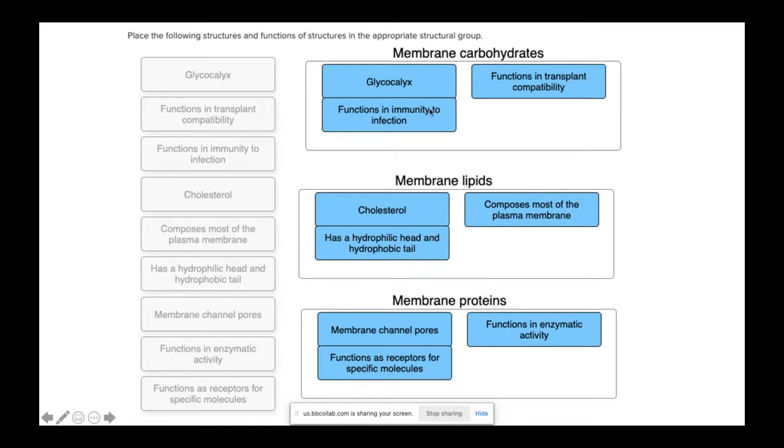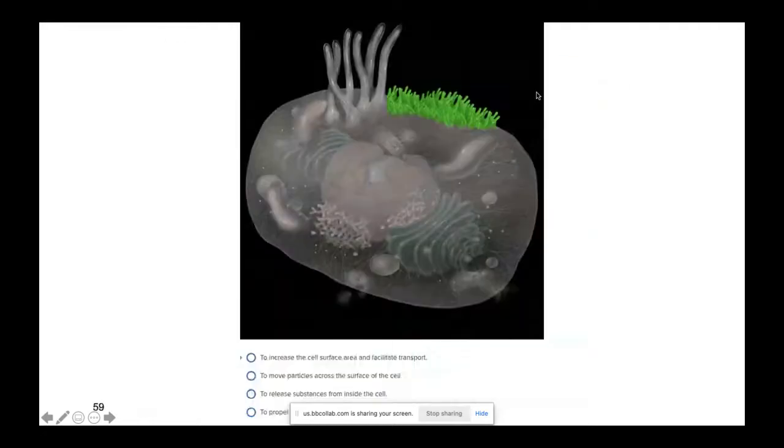Then you have the carbohydrates. The carbohydrates are involved in immunity to infection. It's involved with the glycocalyx. The glycocalyx, if you've ever tried to catch a fish and you feel the scales of the fish, how slippery it is, that's what the glycocalyx is. Right? It doesn't allow things to stick to it too much. It allows things to pass by because it is so slippery. Membrane carbohydrates are involved with transplant compatibility as well. Okay.